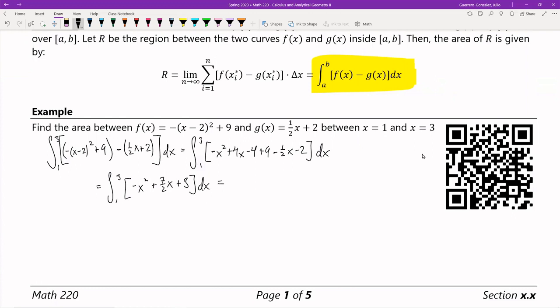Now we have it in a form that we can take the integral for, right? So the integral for negative x squared, that's going to be negative x cubed over 3, okay? Plus the integral for the 7/2 x is going to be 7 over 2 times x squared over 2. And then the integral for 3 is plus 3x. So this is our integral, and we need it evaluated from 1 to 3. Okay.